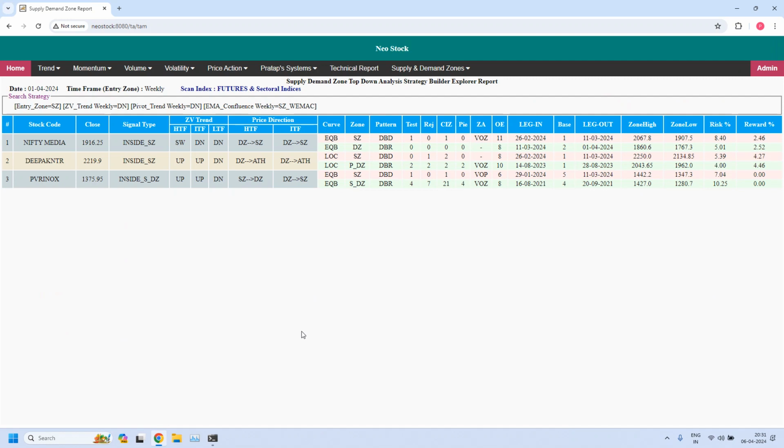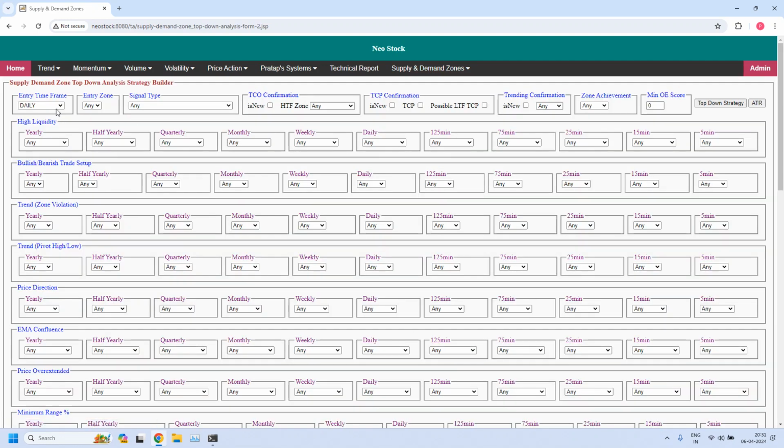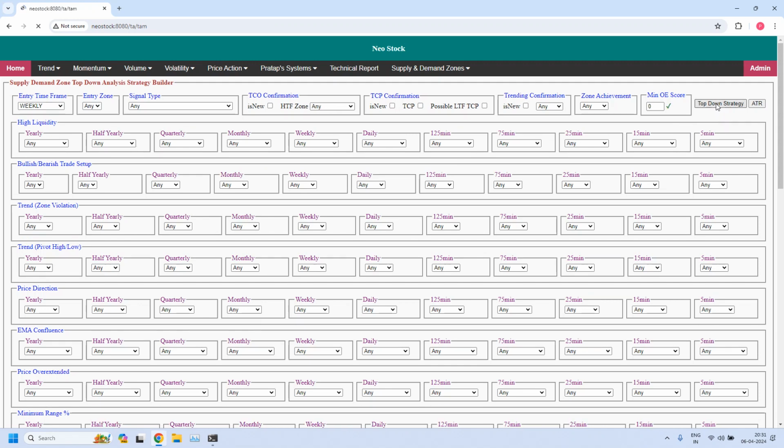So these are the stocks filtered based on the EMA Confluence. Now for the final report, without any filters, I will be showing you all the stocks having weekly demand and supply zones for your reference. You might have some favorite stock and want to know its position, so you get an opportunity to refer to that stock. So I am selecting entry time frame weekly. Now without any filters I am generating the complete report.